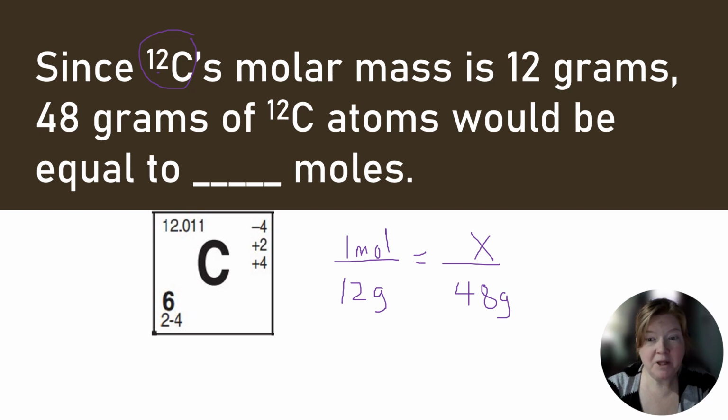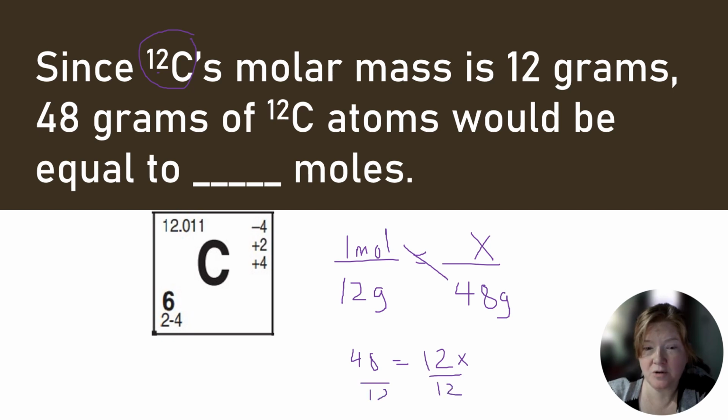And why am I setting it up like this? Because cross multiply, I don't know, you are all brilliant at cross multiplying and can do it just fine. So 1 times 48 is just 48 equals 12x. How do I solve this? Divide by 12, right? So what should it be? It is 4.